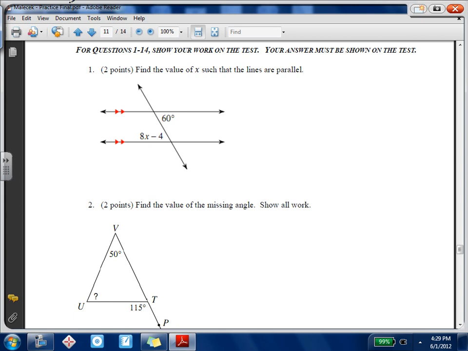Well, first we have to recognize what relationship these two angles have. From 8x minus 4 to 60. Notice that these are on alternate sides of the transversal, and they're both on the inside of the parallel lines. So this is alternate interior. We know that all alternate interior angles are congruent.